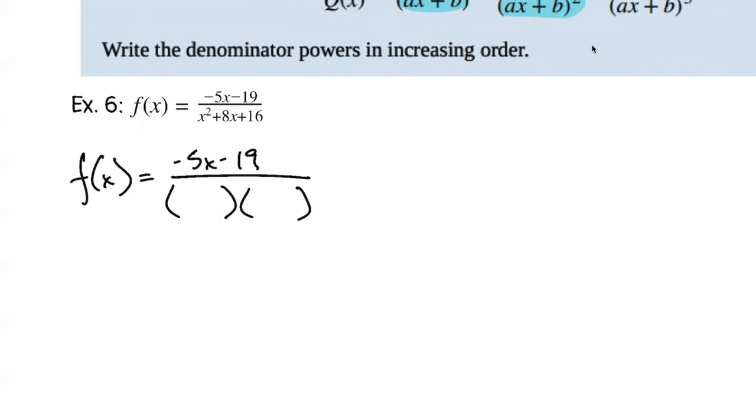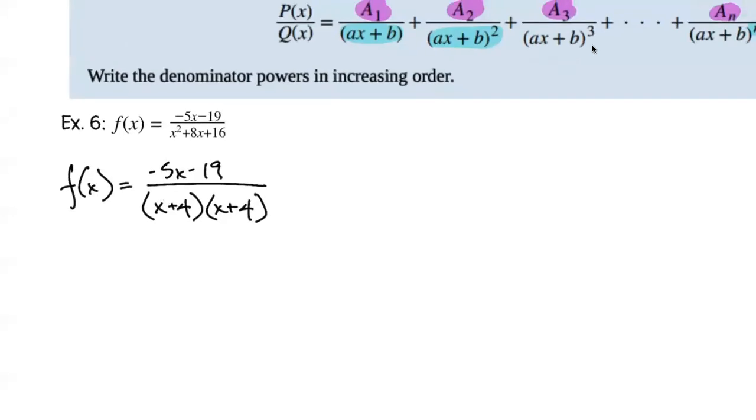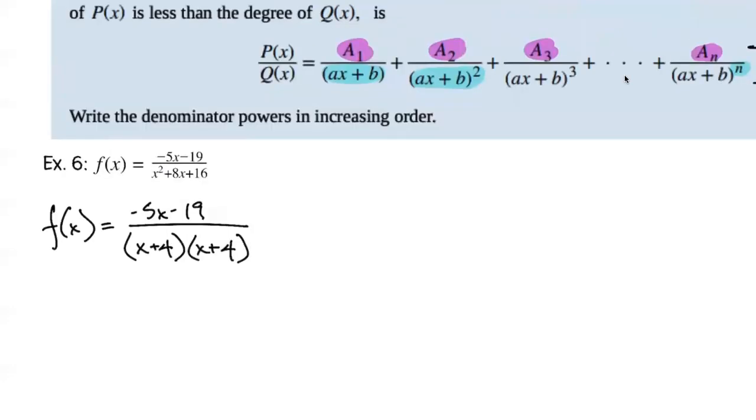X plus 4, x plus 4, exactly. Okay, so we've got these factors, and one of the things we want to notice is last time we had an x plus 4 and an x plus 6, but this time we have 2 of the same factors. And so if we have 2 of the same factors, the way we're going to split these is we're going to have A over x plus 4.